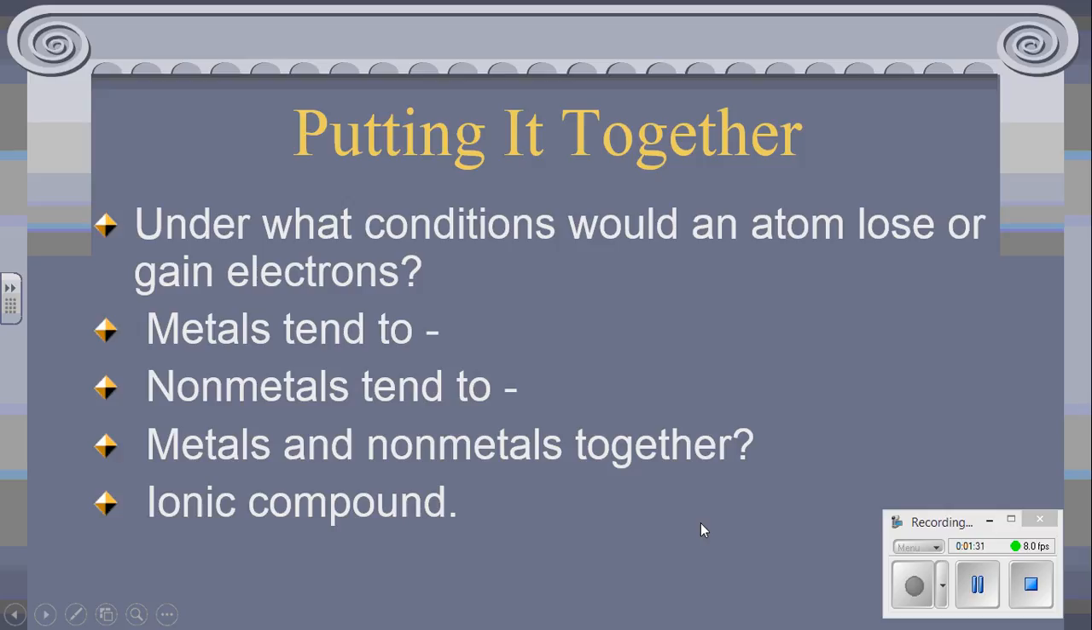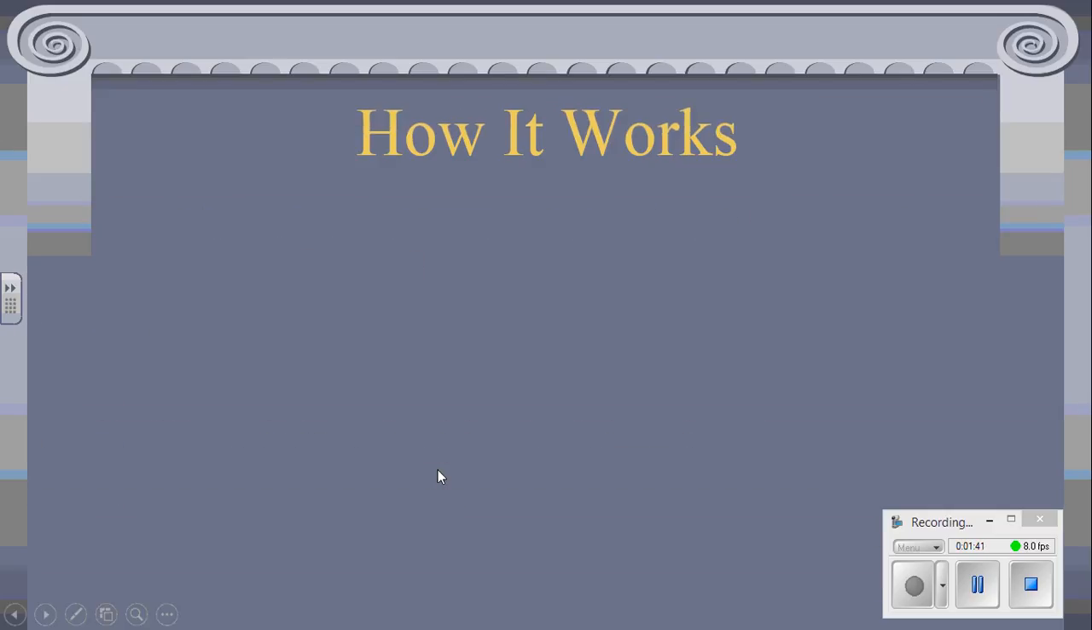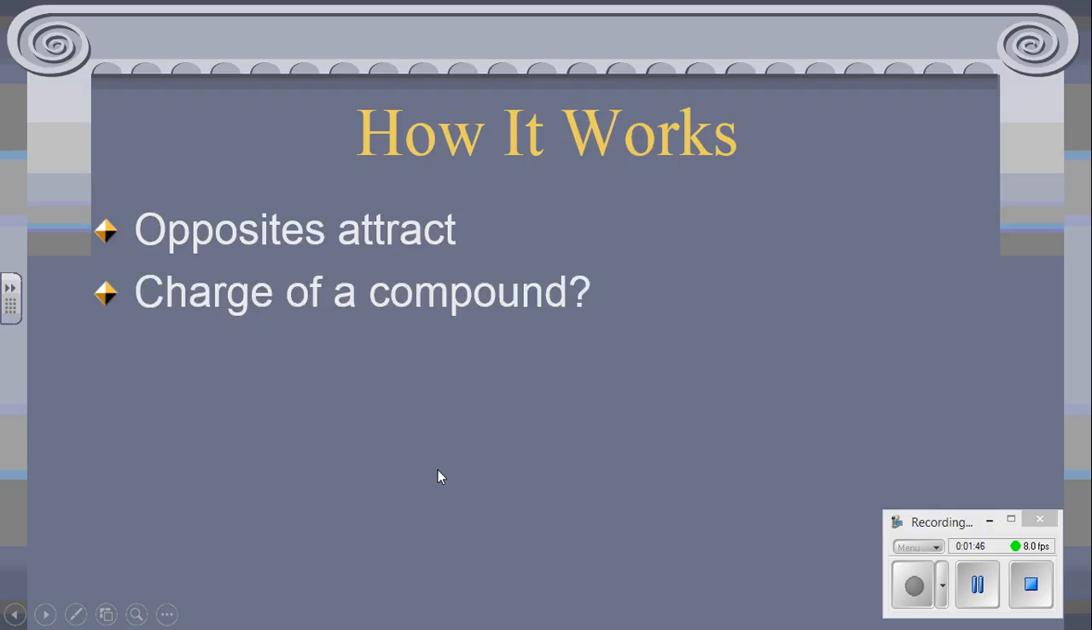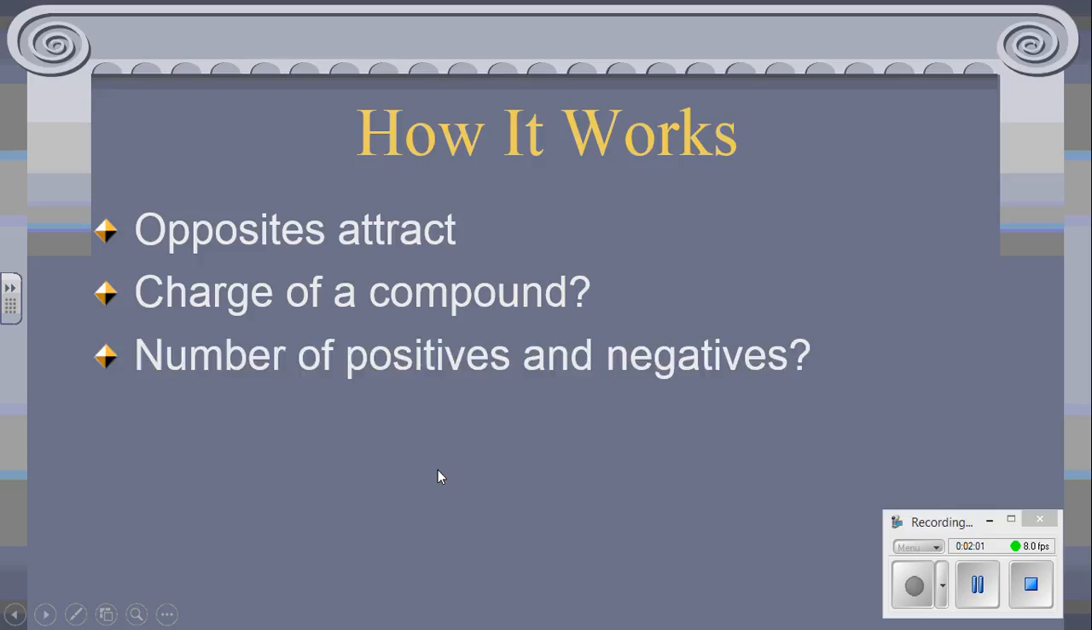And we call that an ionic compound because it consists of a metal ion and a nonmetal ion that are now just attracted to each other because opposites attract. So how do we know what the formula for the compound is? How do we know how many of each there's going to be? So what would the charge of a compound be? Nature doesn't like separate charges, so the charge of a compound has got to be 0. That means the number of positives and negatives have to be exactly balanced out.